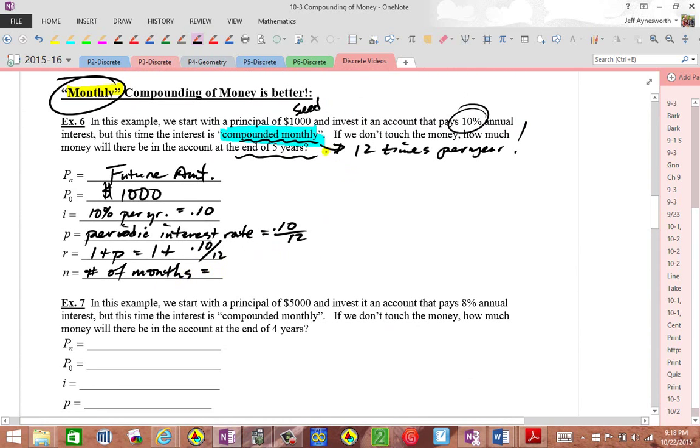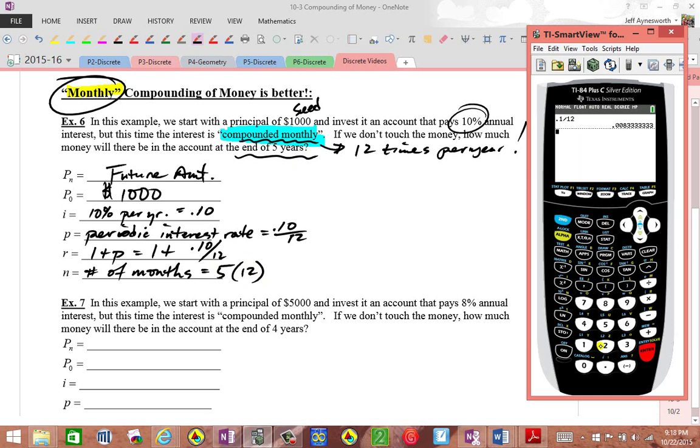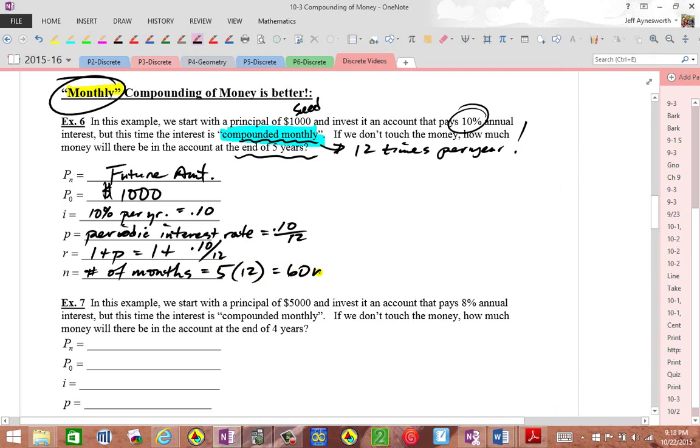So if we want to figure out how much we have after 5 years, we've got to take 5 times 12. If you don't know what that is, take it on your calculator, just work it out. It's not that bad. 60 months. There's 60 months in 5 years. Hopefully you believe me on that.